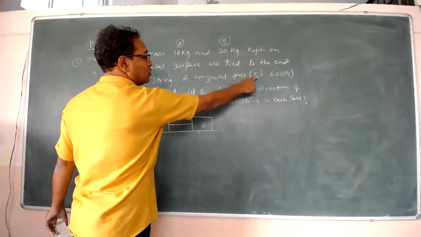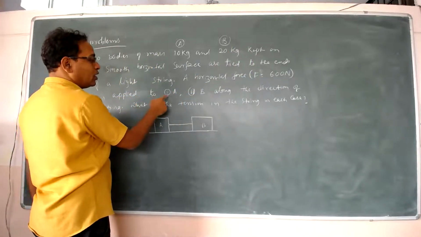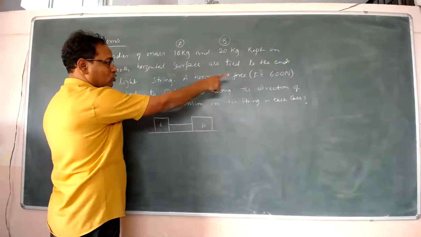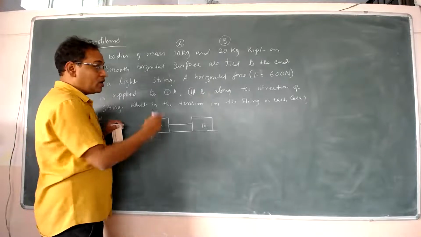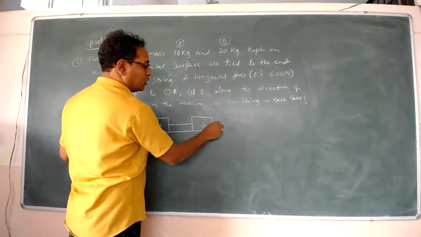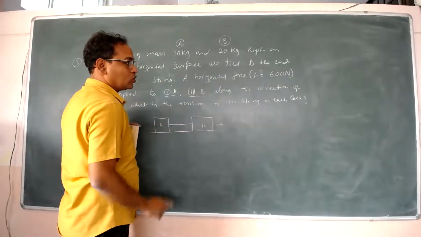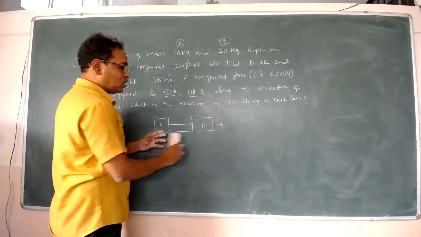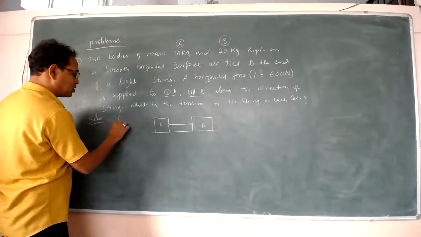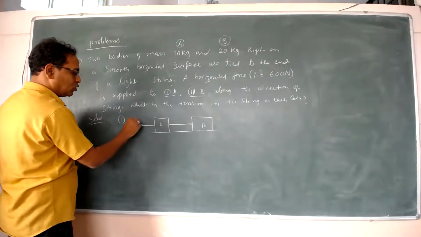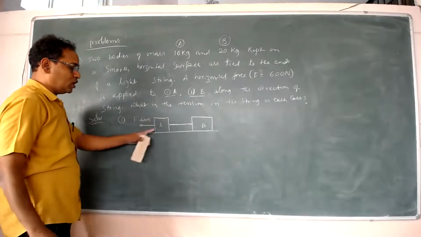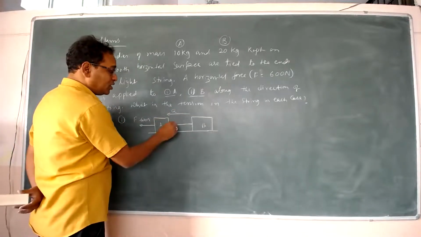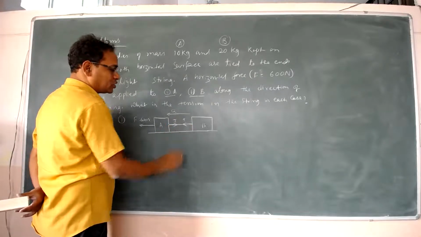A horizontal force F equal to 600 Newton is applied to number 1, A, and number 2, B. That means once the force is applied on A, and a second time the same force is applied on B. So in the two cases, what is the tension in this string? Let us take the first case, where F equals 600 Newton is applied on A, because of which the entire system moves in this direction with an acceleration a. Let T be the tension developed in the string.